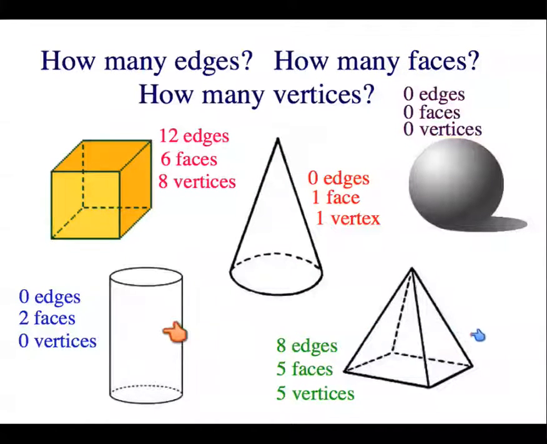And this, a rectangular pyramid, has 8 edges, 5 faces, and 5 vertices. Why does it have 5 vertices? 1, 2, 3, 4, 5. Now that's different from the cone. It only has 1 because its bottom is a circle, so there's no vertices there. But this one has some on the bottom too.